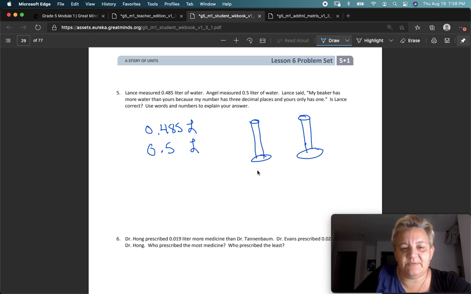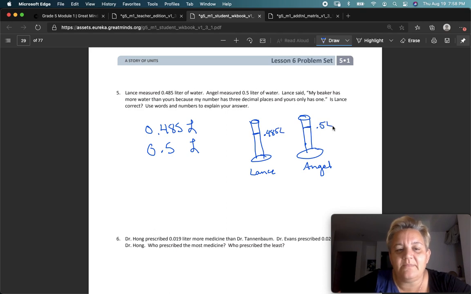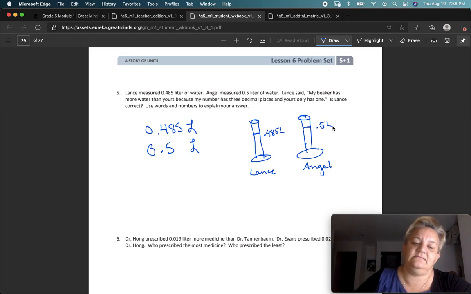Okay, so if this one belongs to Lance, and this one belongs to Angel, Lance's measures here at 0.485 of a liter, and Angel's measures here at 0.5 of a liter. Lance said, my beaker has more water than yours because my number has 3 decimal places, 3 decimal places, and yours only has 1. Is Lance correct? Well, what do you think?